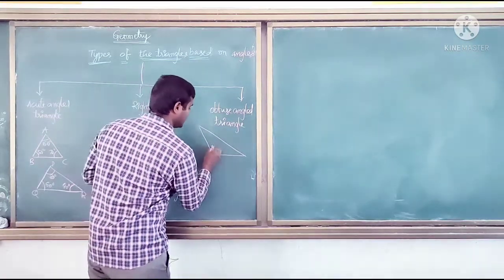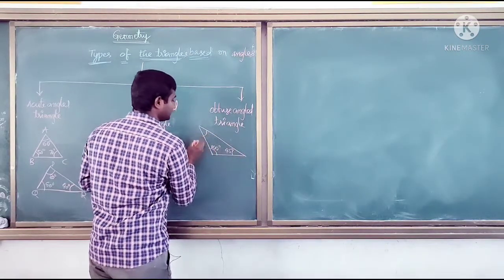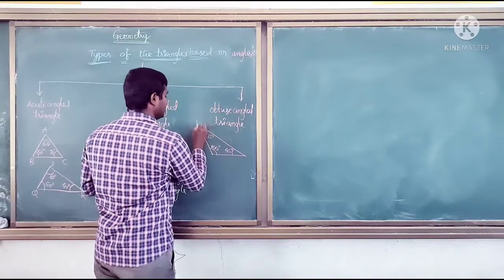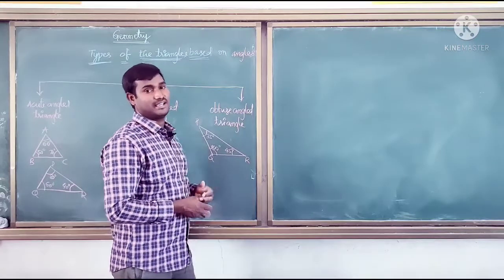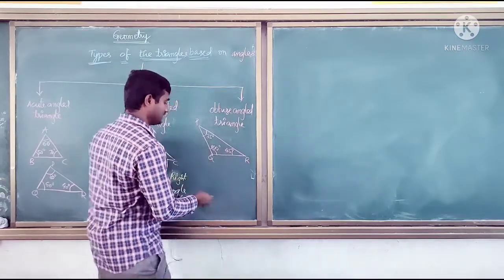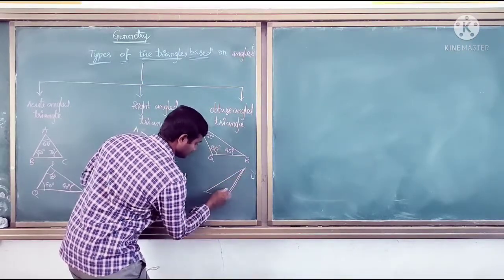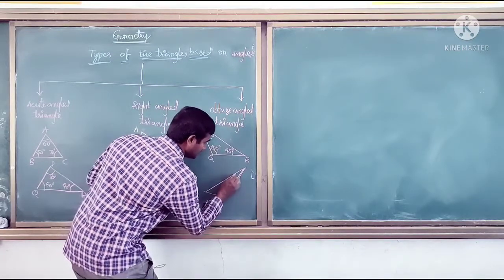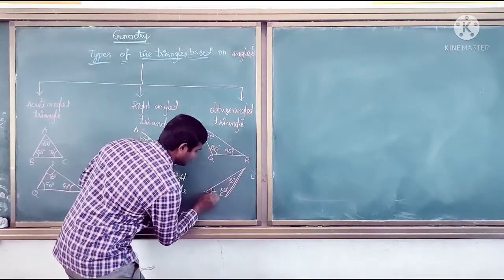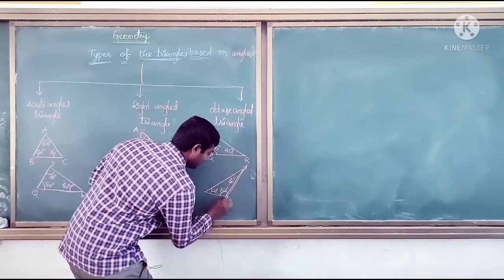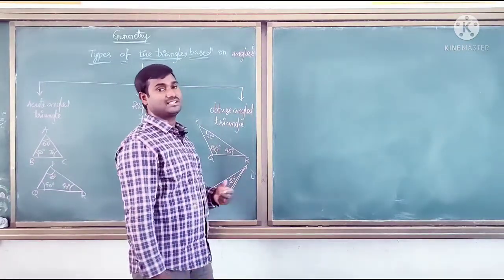Suppose this is 100 degrees, this is 45 degrees, and this is 35 degrees. Then is triangle PQR an obtuse angle triangle or not? Yes, obtuse angle triangle. Okay, and next, if it is 120 degrees, 40 degrees, and 20 degrees in triangle ABC, is it obtuse angle or not? Yes, it is an obtuse angle triangle.